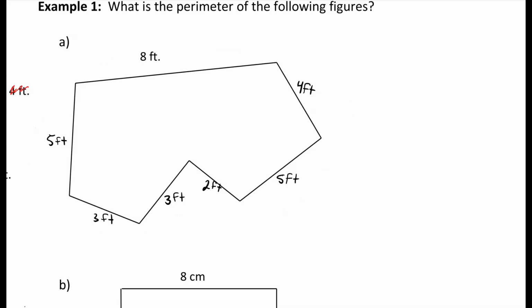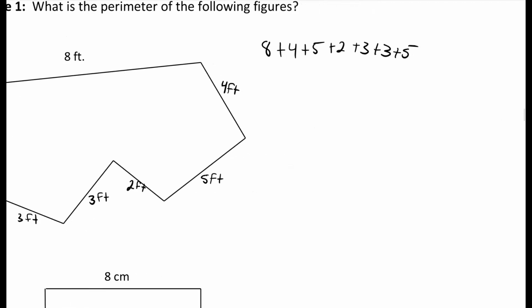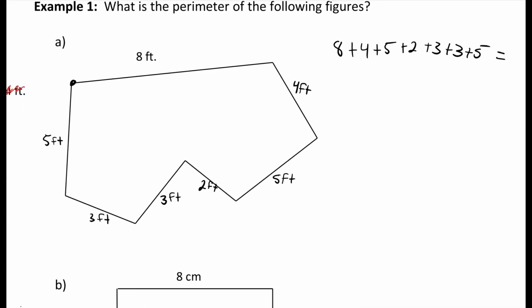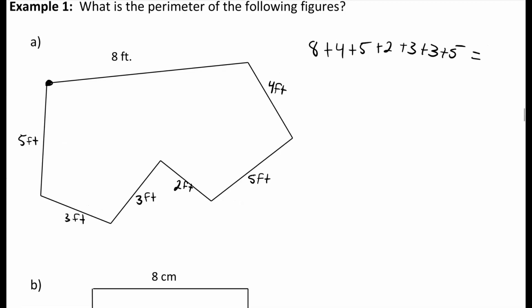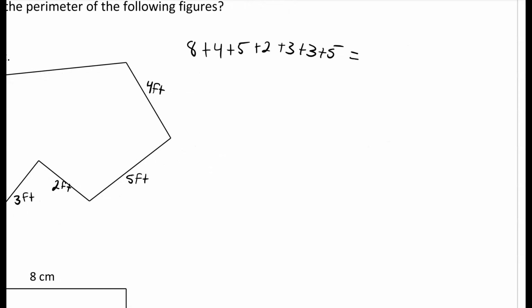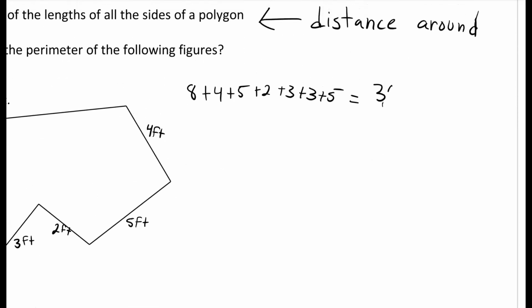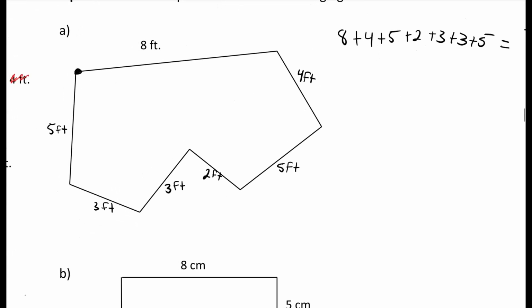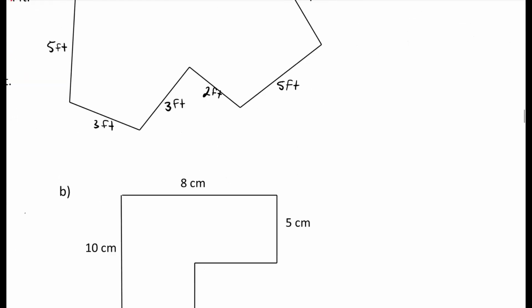Now this is as simple as taking our 8 feet plus our 4 plus our 5 plus 2 plus 3 plus 3 plus 5, and that'll get us back to our beginning. So if we started here, we went all the way around and got back to the beginning. Now all we have to do is add up all of these lengths, which adds up to 30 feet. And that's our final answer for the perimeter. So all that we were required to do was add up all of the lengths of each side.